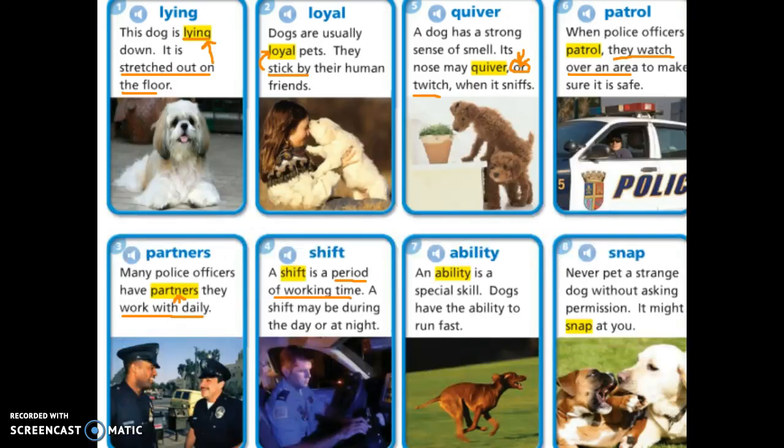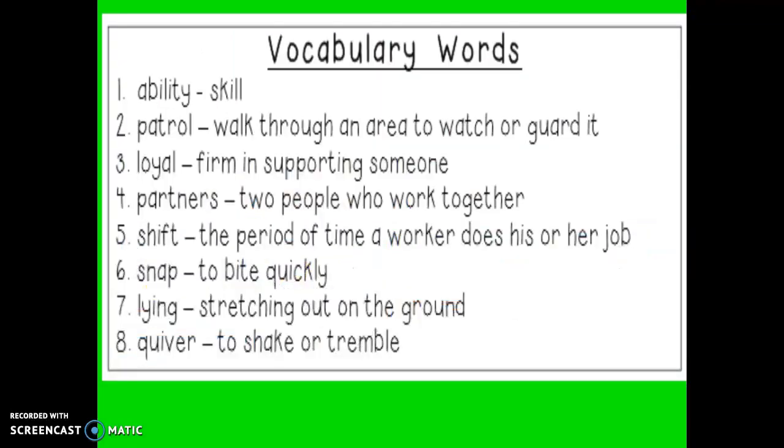Ability. An ability is a special skill. Dogs have the ability to run fast. So again, they kind of explain the meaning of ability in the text. An ability is a special skill. Okay, the definition we're going to learn is skill.